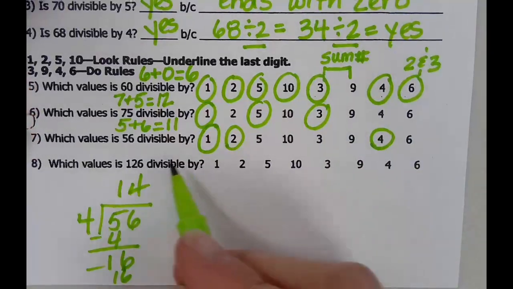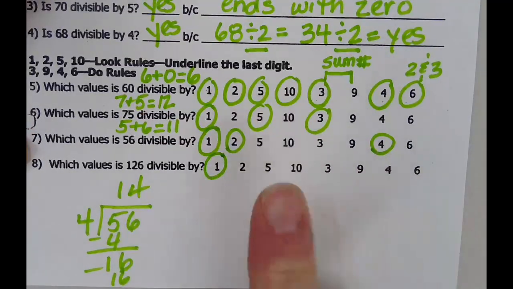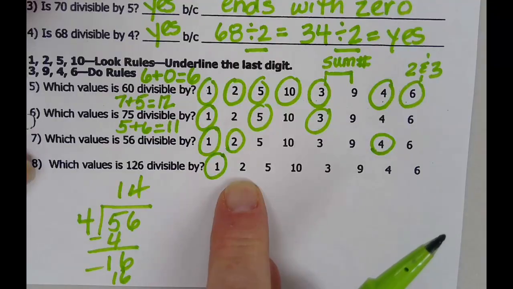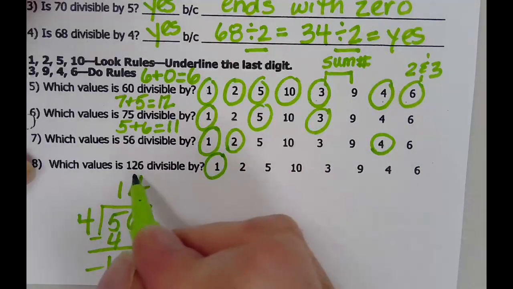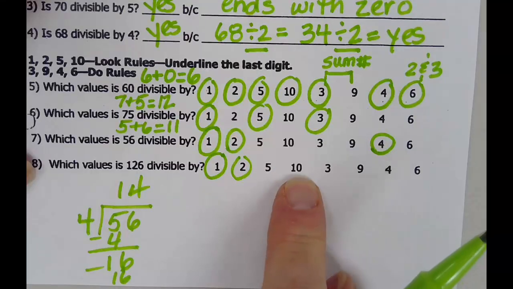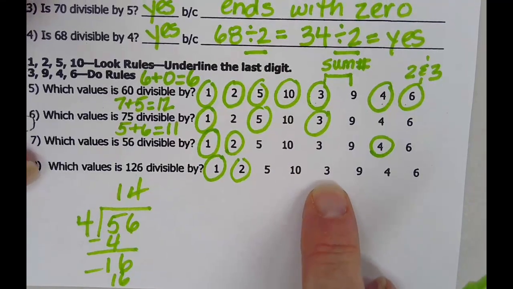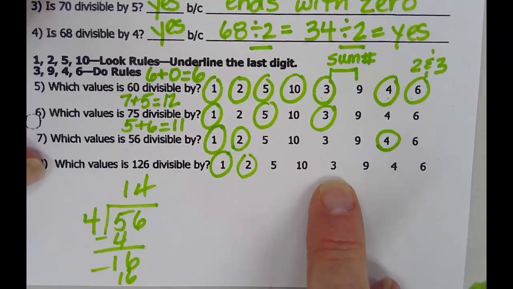All right, 126. Am I going to circle the 1? Am I going to circle the 2? Why? It's an even number. Am I going to circle the 5? Am I going to circle the 10? Okay, any questions why? It does not end with a 5 or 0. How do I figure out the 3? What do I have to do?